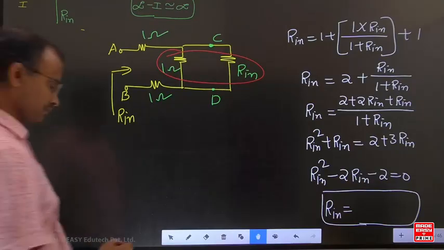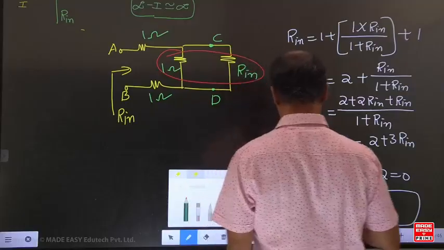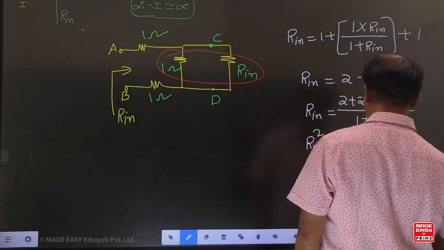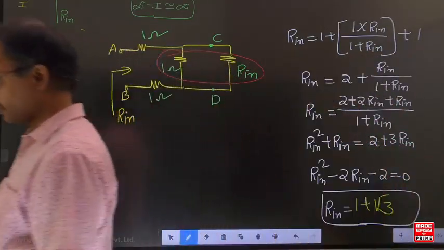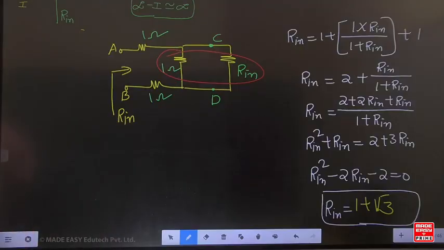Okay, check. Many students are giving the answer as 1 plus root 3. Yes, Aishwarya, your statement is correct. The same pattern is repeating. If you look at A and B, how many sections have come? Infinite. If you look from C and D also, approximately how many sections are there? Infinite. That's why I gave the same name. From A and B it is R input, from C and D also approximately R input.